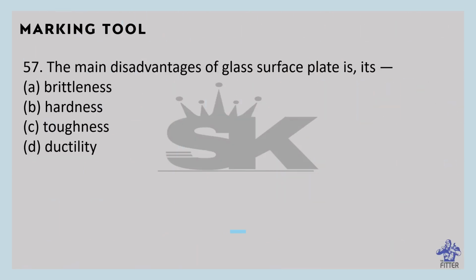The main disadvantage of a glass surface plate is its brittleness. Its glass surface is of 4 to 8 micron finish. It is lightweight so it is easily movable from one place to another. It is not used in punching operations because it may break. It is also not affected by the environment. The main disadvantage of a glass surface plate is its brittleness.